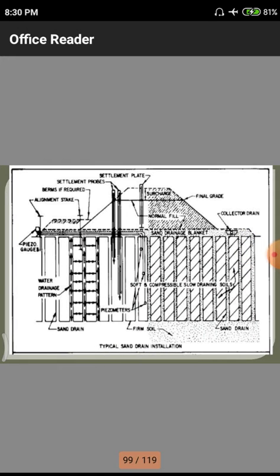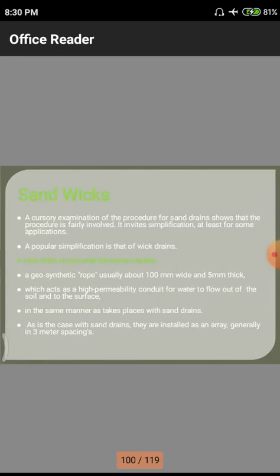This is the diagram we are showing by using preloading and sand drains. Simply, we will remove the total water present in the soil.